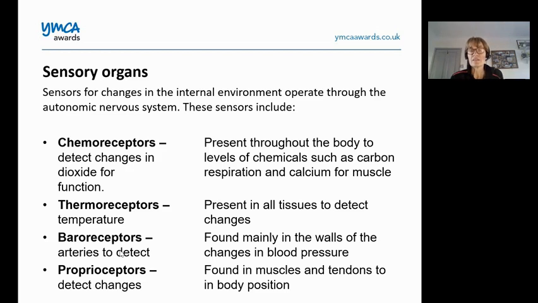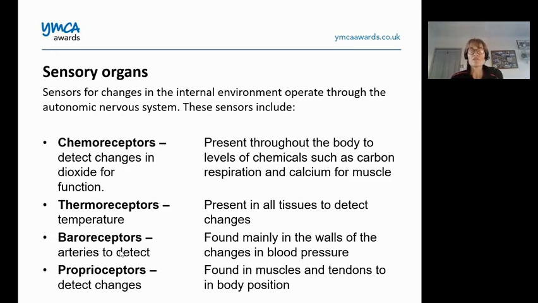An example of this is carbon dioxide levels. So carbon dioxide and also calcium levels, because we need to ensure that carbon dioxide levels don't get too high, and also that we have adequate calcium for our muscle contraction. If you remember, we need calcium to help with the binding of our actin and myosin onto receptor sites. So those are chemoreceptors. Thermo is what it sounds like, something to do with temperature.